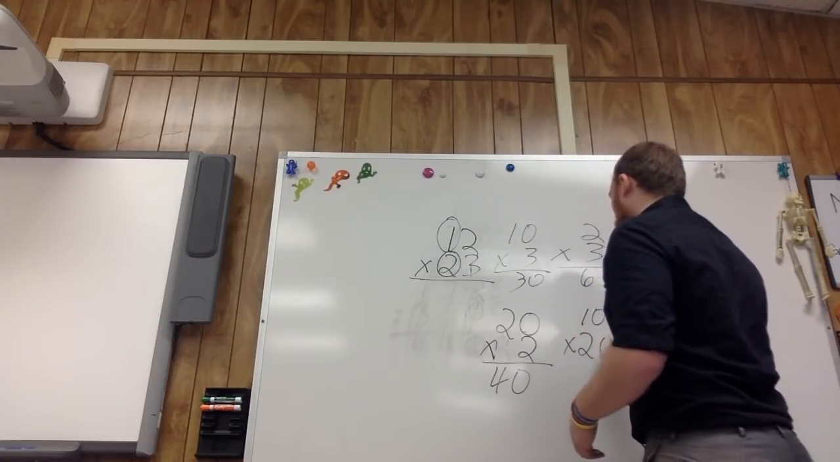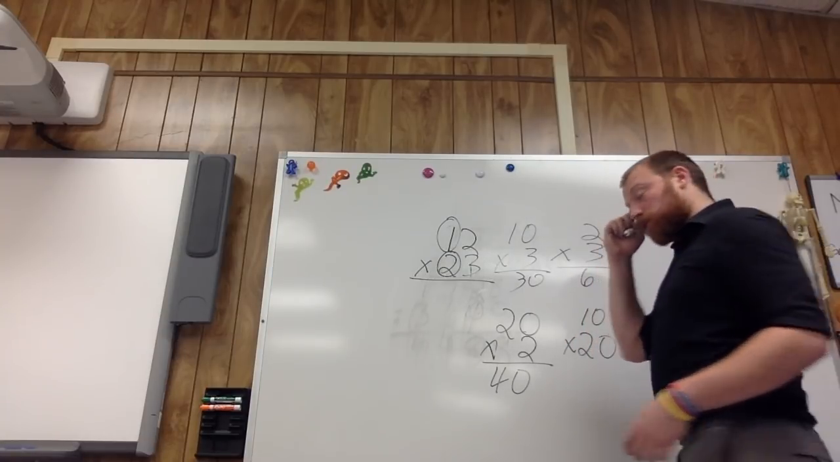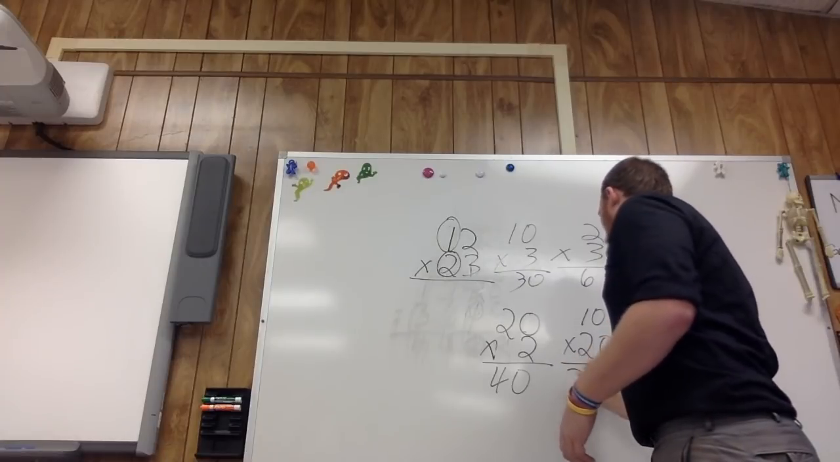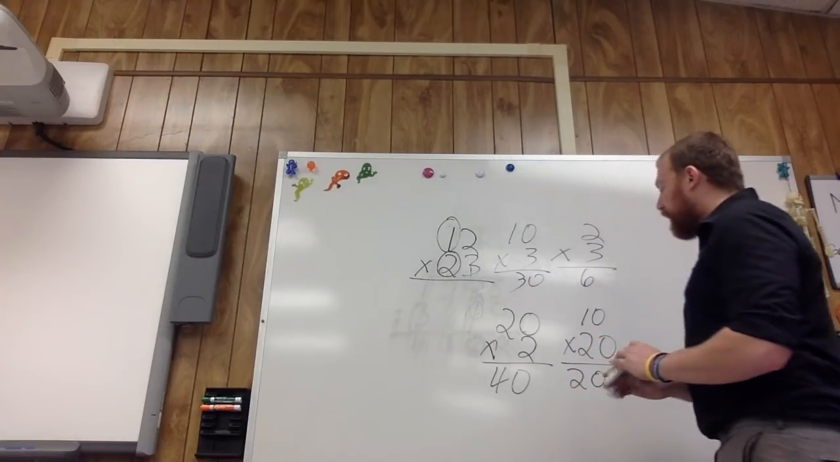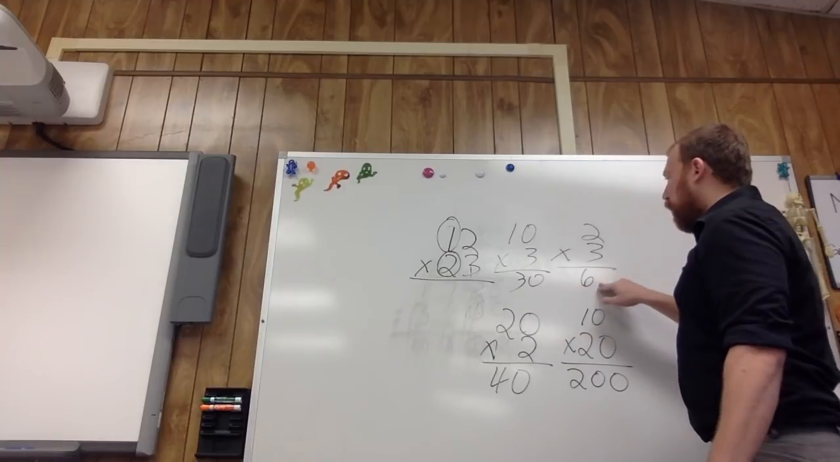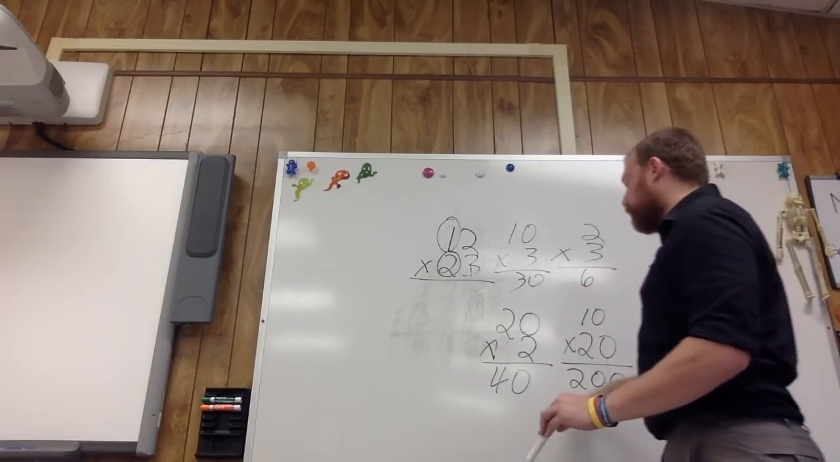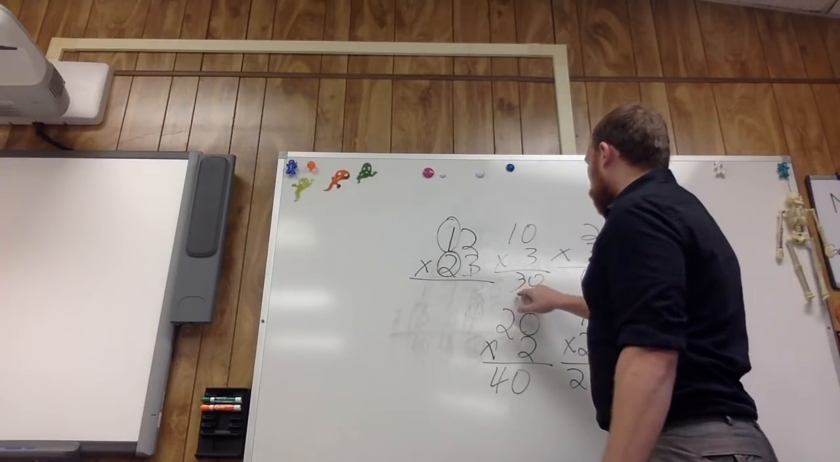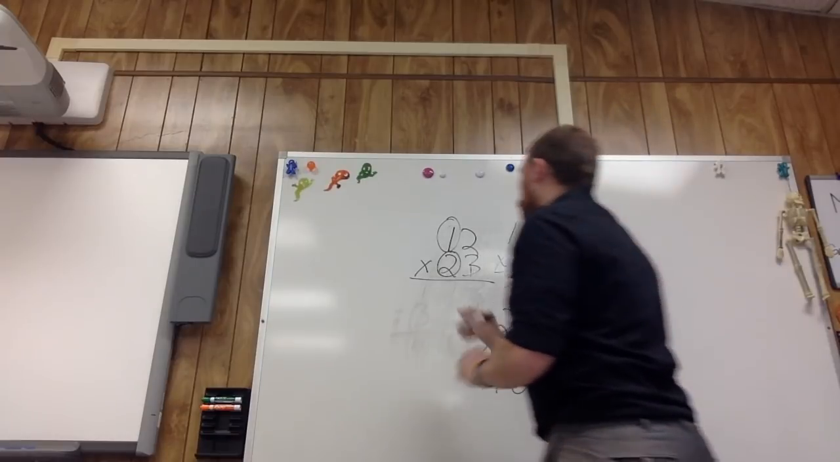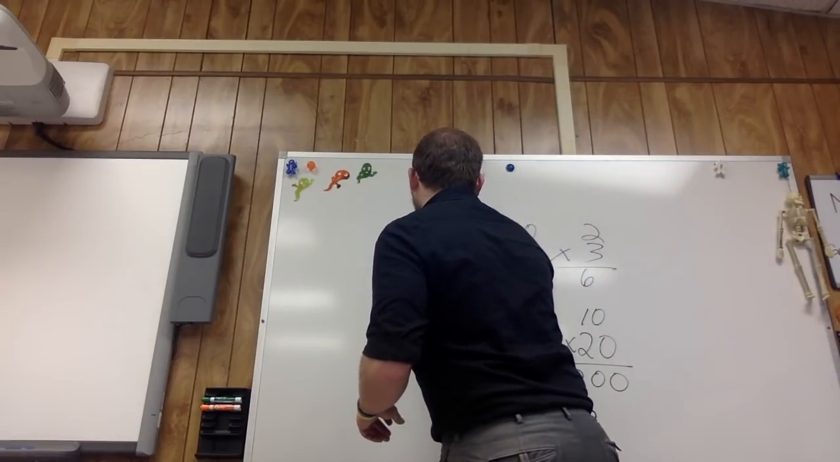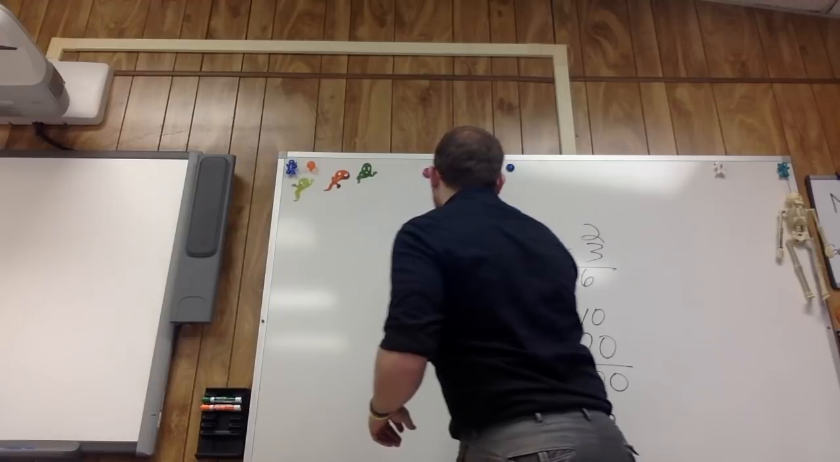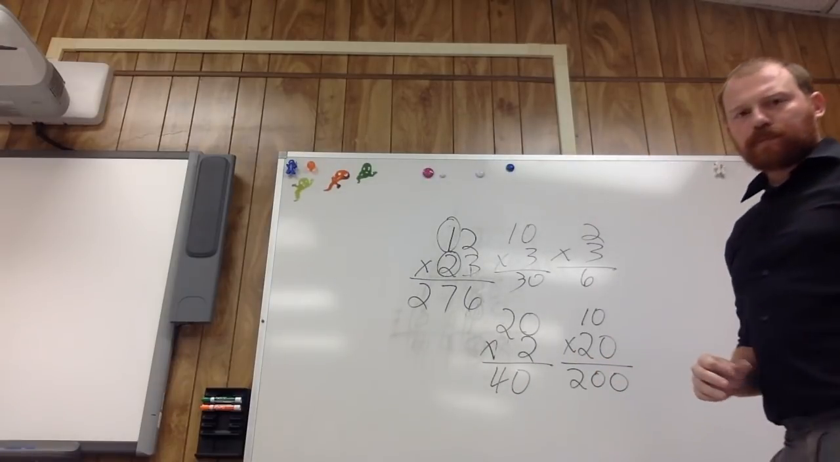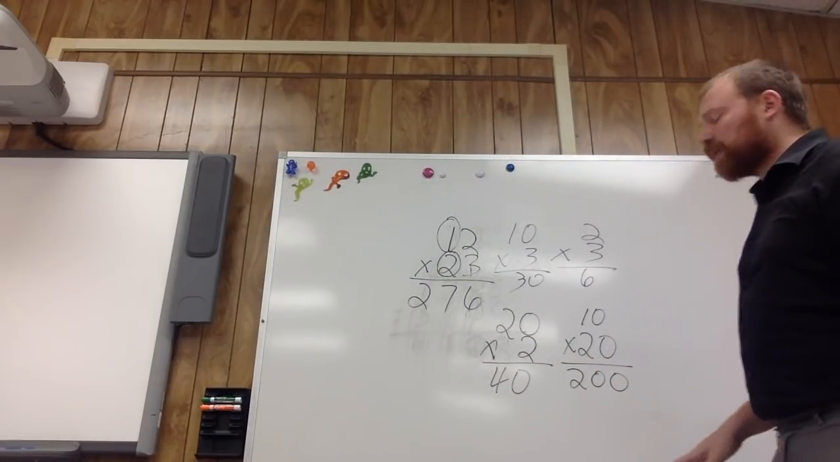And then you do 10 times 20, right? Which is going to get you 200. And then you can add up all of your numbers that you have. So you would add 200 plus 40 plus 30 plus 6, which is going to get you 276. Okay?